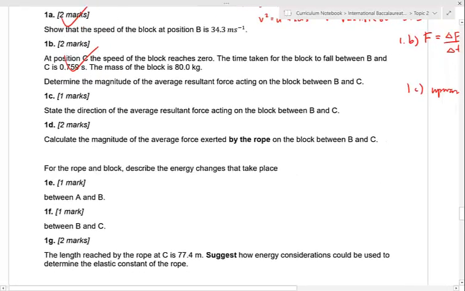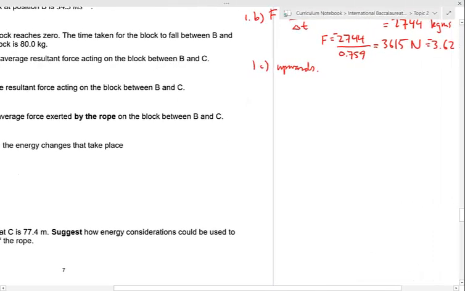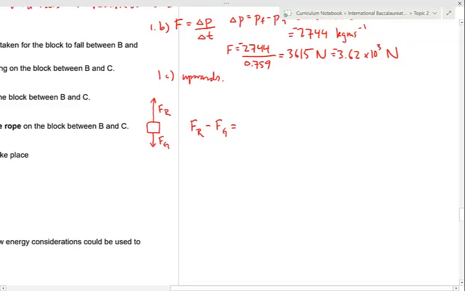And D, calculate the magnitude of the average force exerted by the rope on the block between B and C. Well, if we've got the block, we know that the net force is going to be this minus that, where this is Fg and this is F rope, and we know then that F rope minus Fg must be equal to the net force, which we've worked out, which is 3615 newtons.